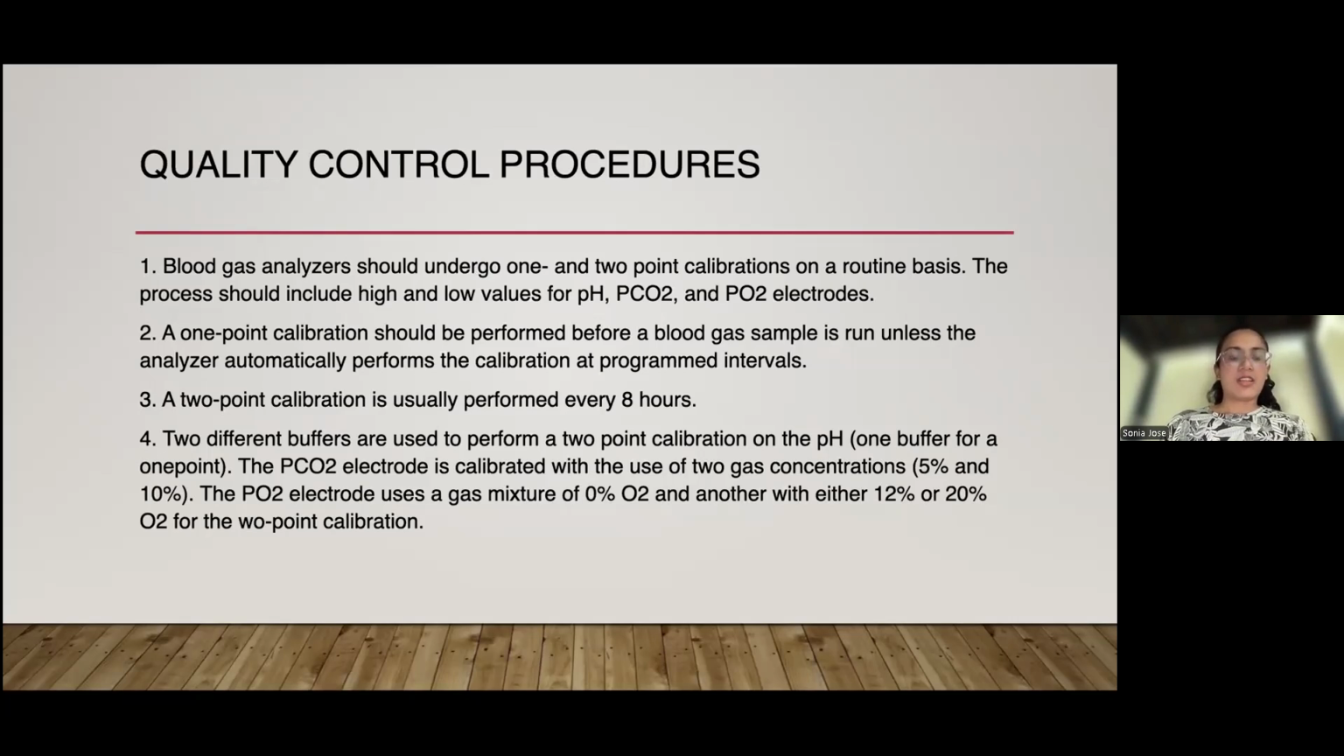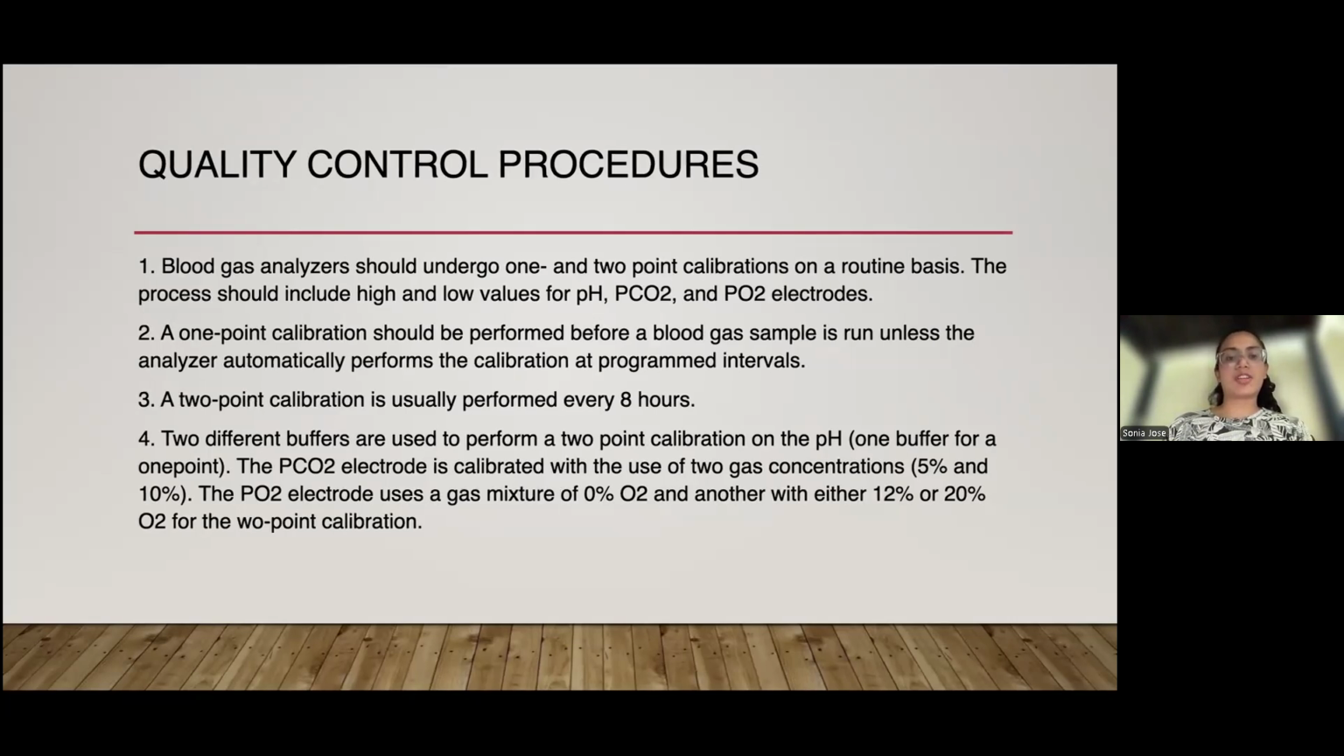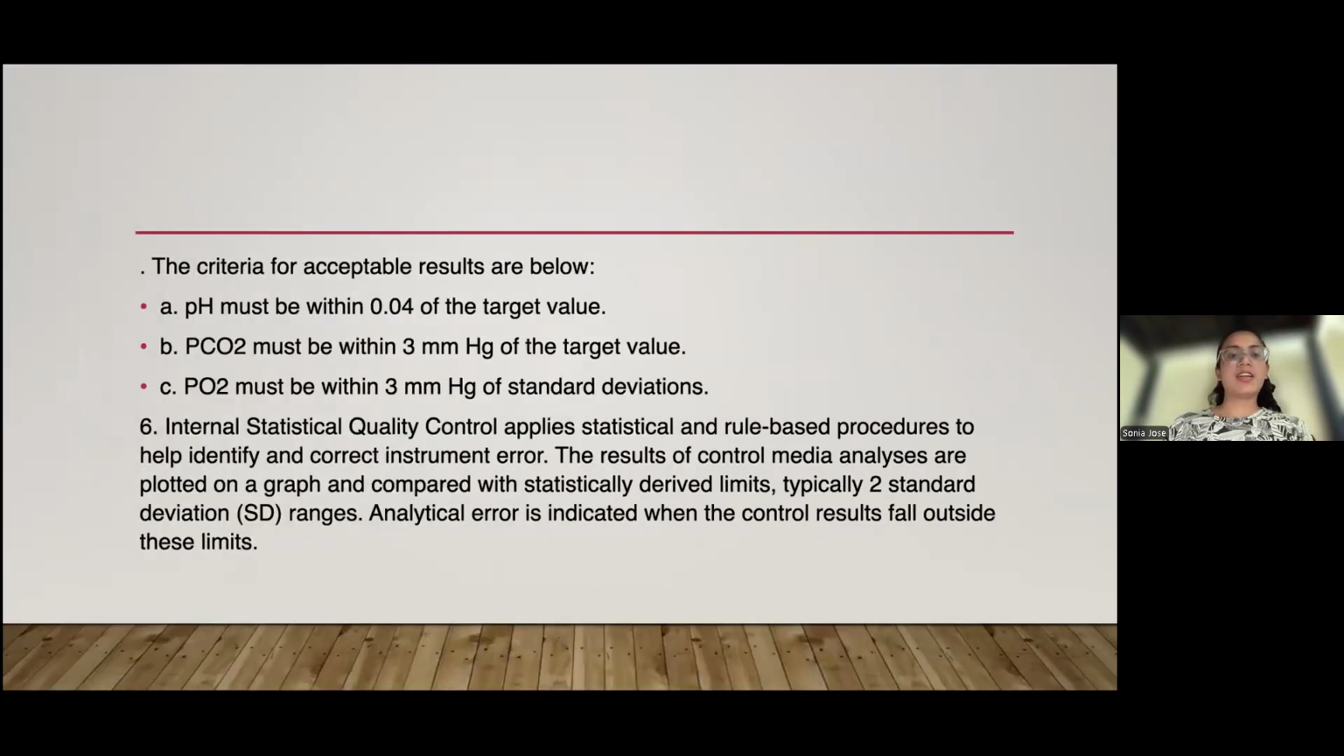hours. Then 2 different buffers are used to perform a 2-point calibration on the pH. The PCO2 electrode is calibrated with the use of 2 gas concentrations, and the PO2 electrode uses a gas mixture of 0% O2 and another with 12% or 20% O2 for the 2-point calibration. Then the criteria for acceptable results are below. pH must be within 0.04 of the target value, PaCO2 must be within 3 mmHg of the target value, and PO2 must be within 3 standard deviations.